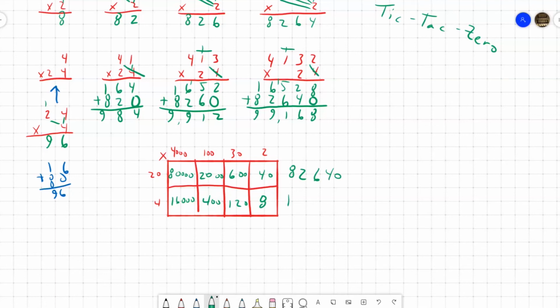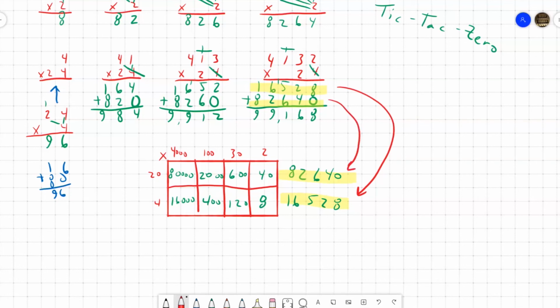So that was nice and easy. Here I have 16, and then in the hundreds place, I have a 4 and a 1, so that's 5 hundreds. And then 28. And I want to point out something really interesting. If I notice my first partial product, 16,528, happens to be my same partial product here. My second partial product of 82,640 is my same partial product here. So my partial products end up being the same.